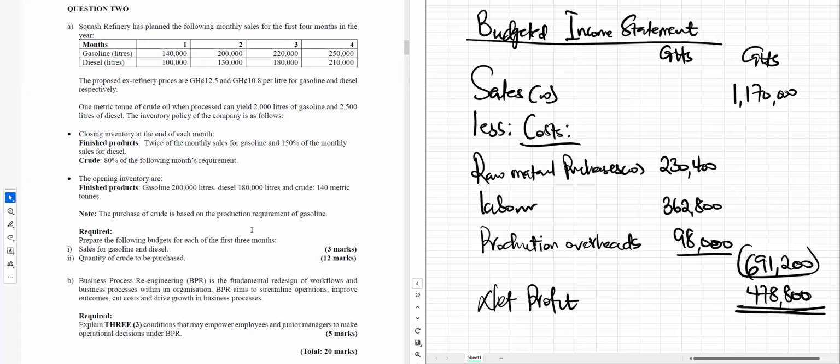The opening inventory are 200,000 liters of gasoline and then 180,000 liters of diesel. Crude, 140 metric tons. The purchase of crude is based on the production requirement of gasoline. Prepare the following budget for each of the first 3 months. Sales for gasoline and diesel. Quantity of crude oil to be purchased.